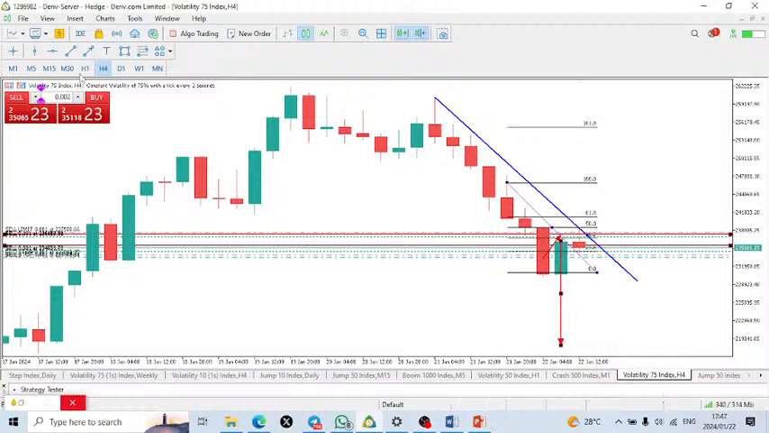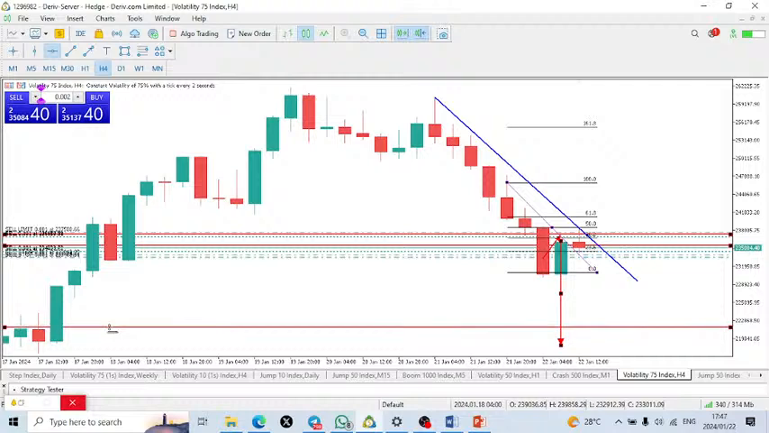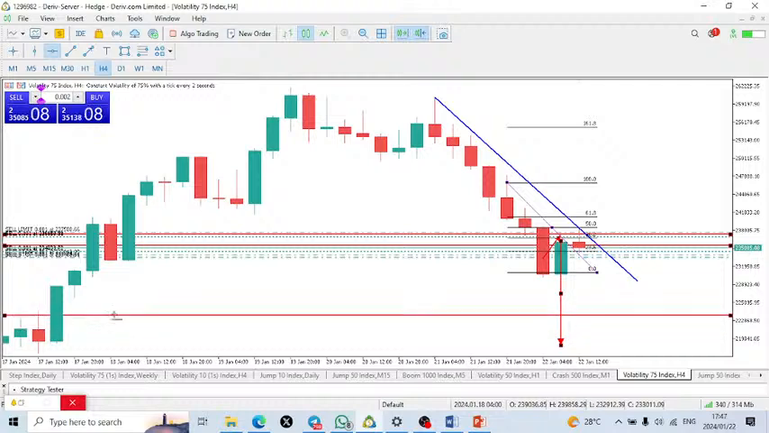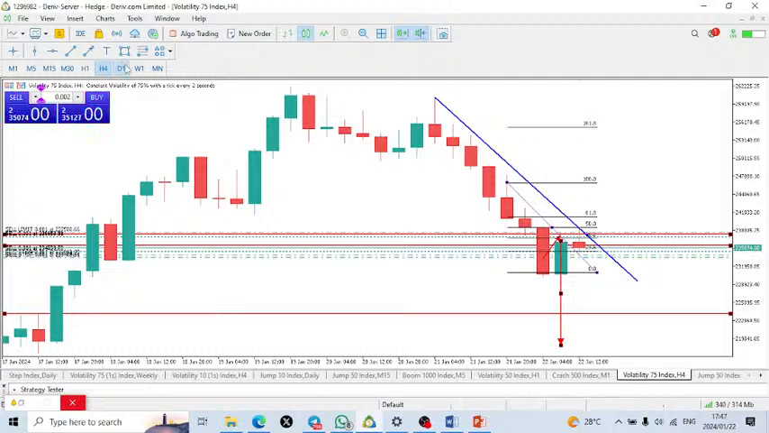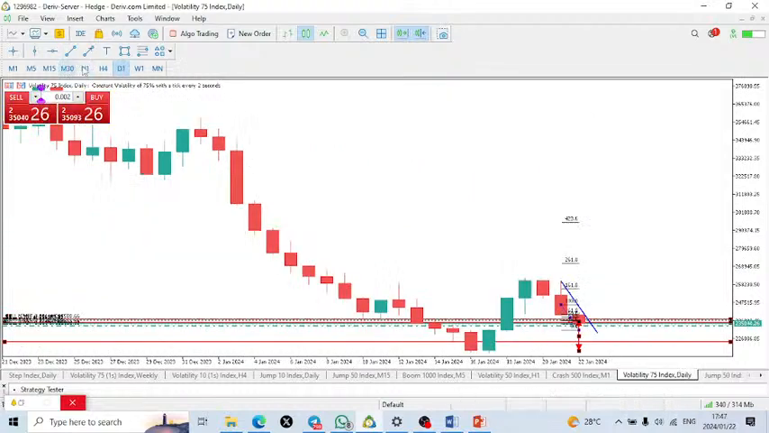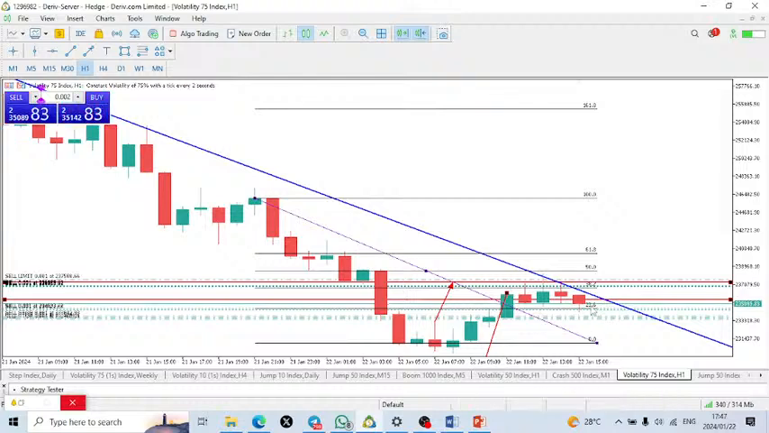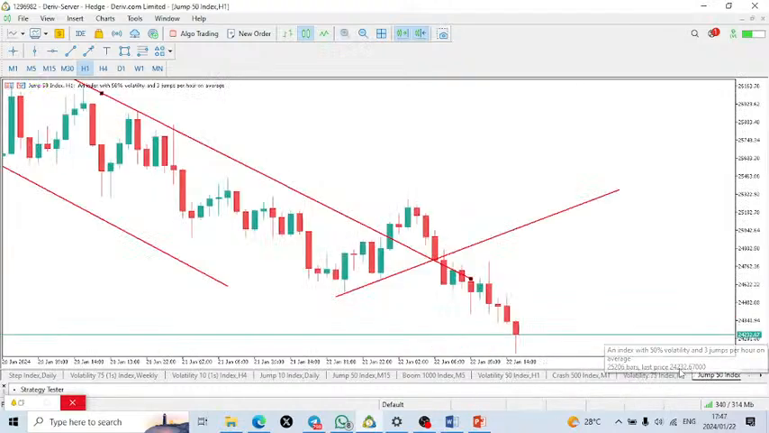So here probably price will move down until it reaches this particular level, and it will even move further down. So there's room for this trade to continue moving downwards. Okay, let's go to the next one.